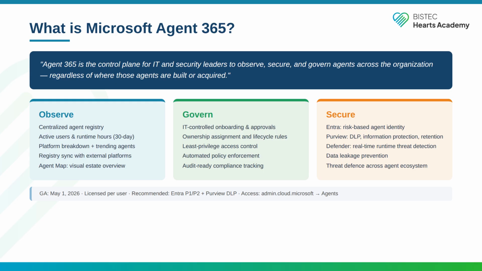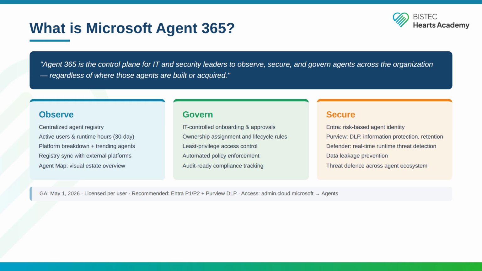Secure integrates 3 Microsoft security products directly into agent governance. Microsoft Intra enforces identity and risk-based conditional access for agent sessions. Microsoft Purview applies data loss prevention policies and retention controls scoped to individual agents. Microsoft Defender provides real-time runtime threat detection and surfaces high-severity signals back into the Agent 365 registry.